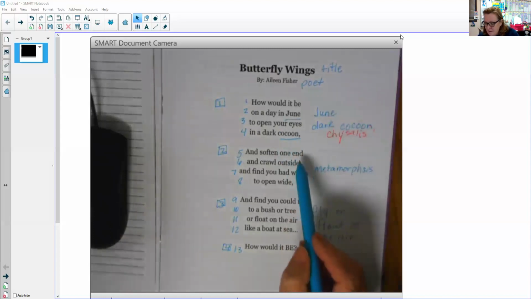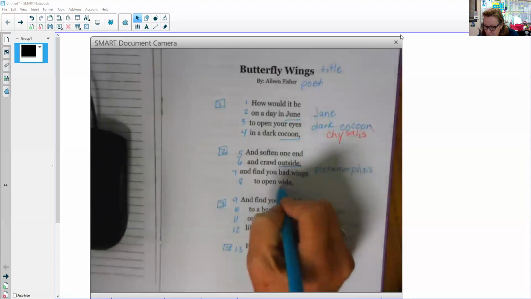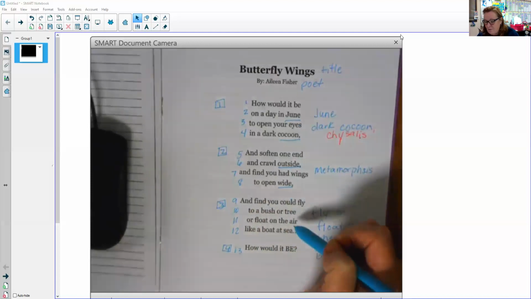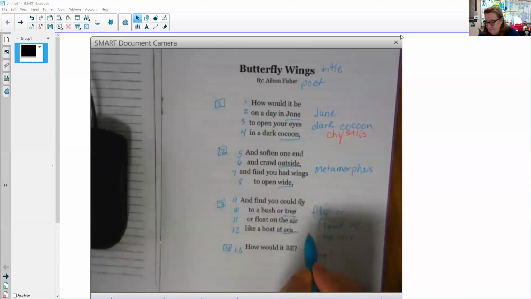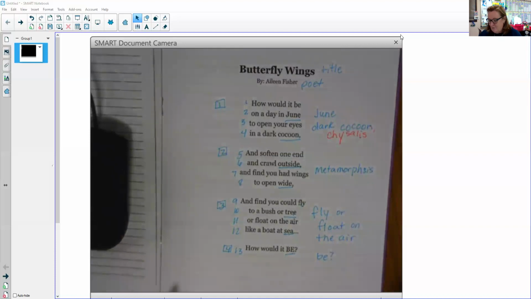Okay. In, outside. No. In, wings. No. Outside and wide. Yes. So it's got a pattern with the second line and the fourth line. I wonder if stanza 3 is going to be the same. Fly and tree. No. Tree and air. Fly and air. No. Tree and sea. Yes, they do rhyme. And then B, if I wanted tree, sea, and bee. All right. So looking at those, got a lot of things going on.